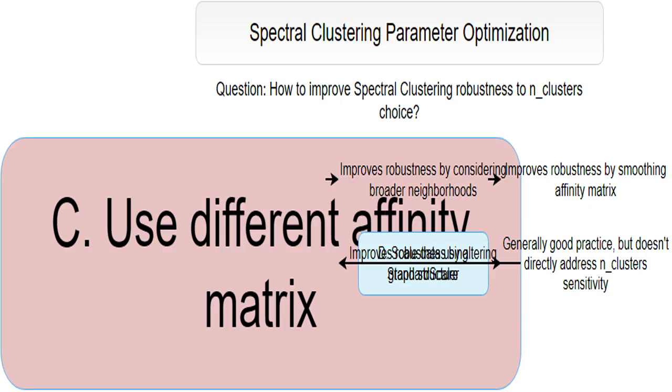The affinity matrix defines how the algorithm measures similarity between data points. Using a different matrix type will change this similarity measure. This could significantly affect which points the algorithm groups together. Think of it like choosing different lenses to view your data. It can reveal different structures and make the clustering more resilient to changes in the number of clusters.